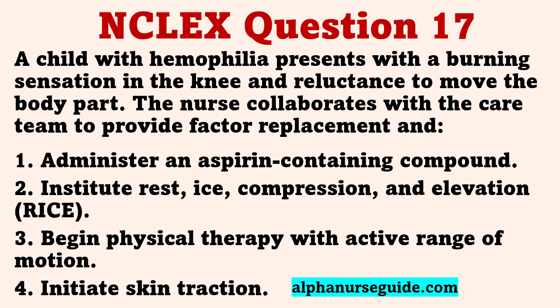The correct answer is 2. The child is displaying symptoms of bleeding in the joint and factor replacement is indicated. The RICE method is used additionally as a supportive measure to help control the bleeding. Aspirin-containing compounds contribute to bleeding and should never be used to control pain. Physical therapy is instituted after the acute bleeding to prevent further damage. Orthopedic traction is considered in some rare cases during the rehabilitation phase, but not the acute phase.